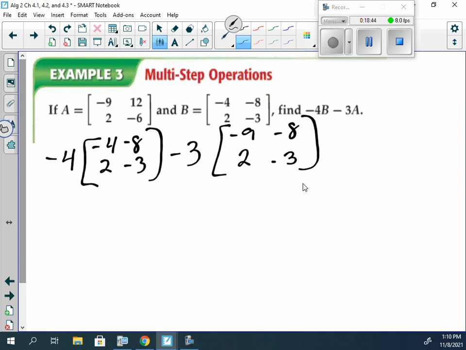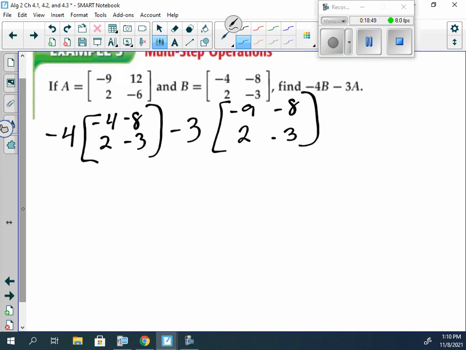Because if we do this by hand, the first thing we need to do is actually multiply by the scalar. For this first matrix, I'm going to multiply everything by negative 4. Well, negative 4 times negative 4 would be positive 16. Negative 4 times negative 8 will make a positive, and it would be 32. Negative 4 times 2 is negative 8. Negative 4 times negative 3 is 12. We just multiplied through by that scalar.